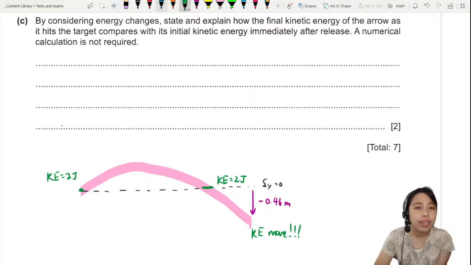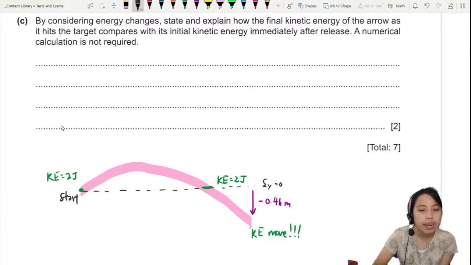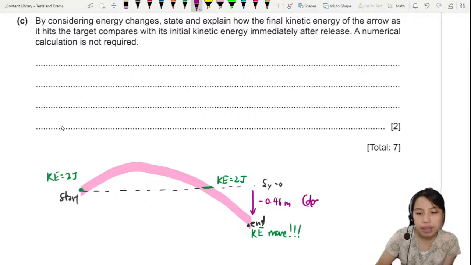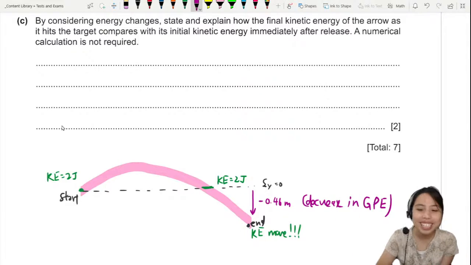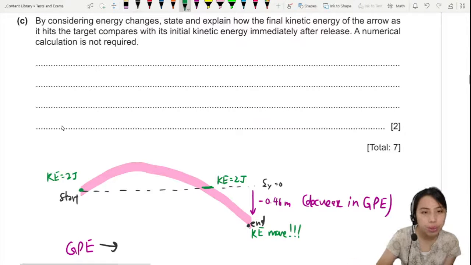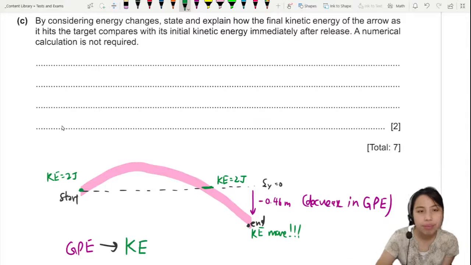Okay, so in this case, I think we can call this our start and end point down at the bottom. And overall, because of the decrease in height, there is a decrease in gravitational potential energy. Where did the energy go? To kinetic energy. So in this whole process, we'll write that down, GPE is converted into kinetic energy. So there should be more kinetic energy because you start here, but you go lower than that.